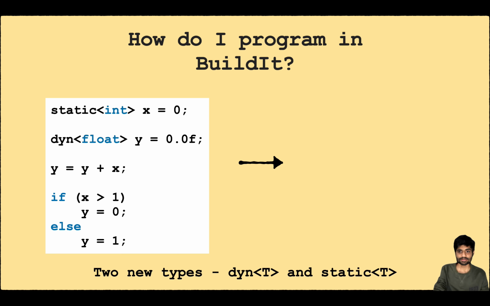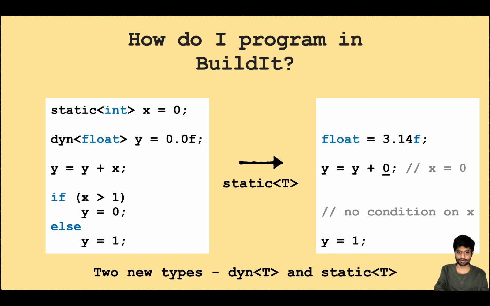The second type, static T, is used to declare variables and expressions that are evaluated in the first stage. These expressions are completely evaluated in the first stage and simply appear as constants in the second stage. All the control flow based on these types are also completely evaluated to just produce the code from the dynamic T expressions.